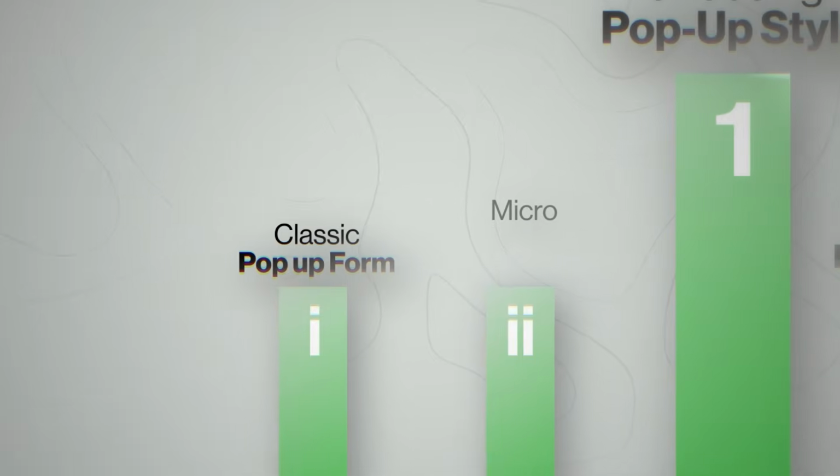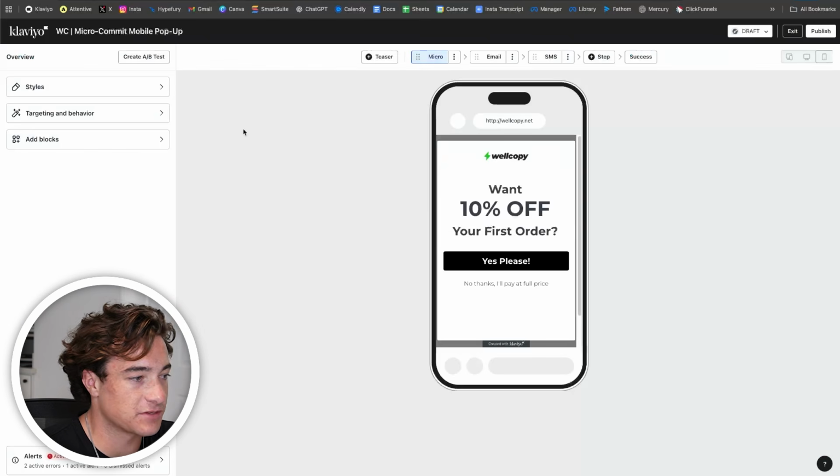Now, this next type of form is a little bit different, and it might surprise you a little bit. It's called the micro commit form. It is a 2-part process where you ask people, do you want 10% off? And if somebody says yes, then we ask them for their email address. If they say no, they just close the form. And here's what this will look like.